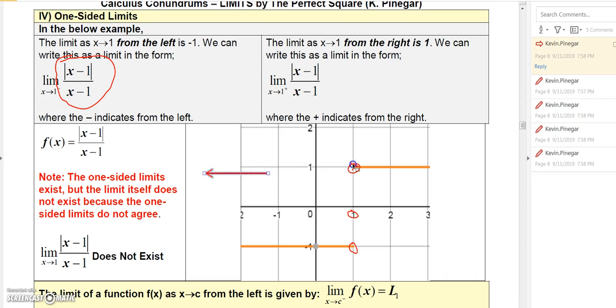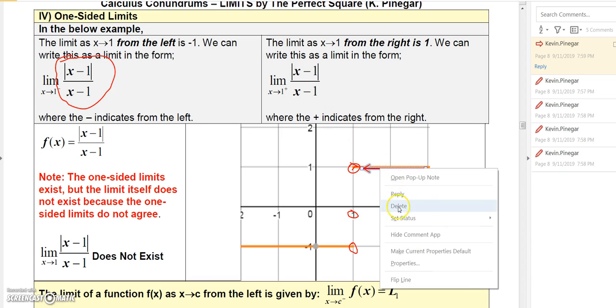What would happen if I approached 1 from the right? If I approach 1 from the right, the y value never changes. It stays at y equal 1. So that would be this limit. If you want to talk about the limit of some function as x approaches a number from the right, we put a little plus up there, like an exponent. That means the limit of this function as x approaches 1 from the right.